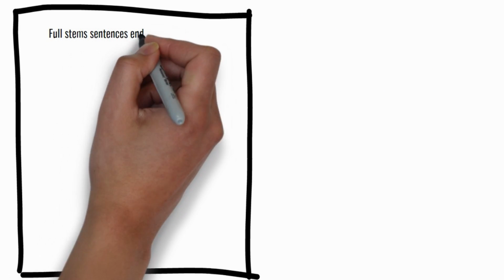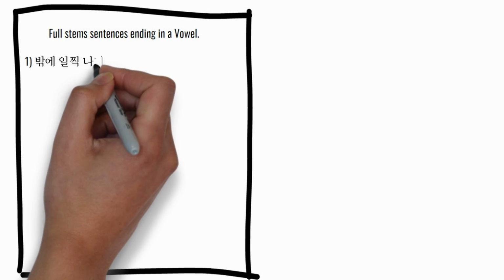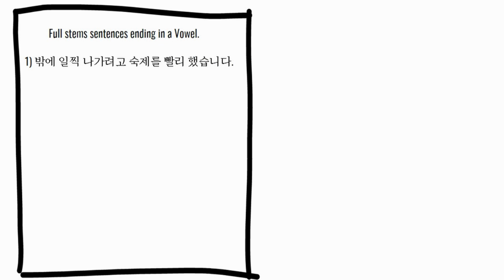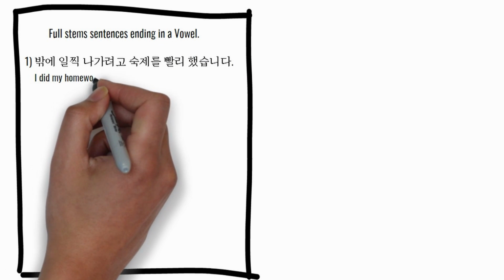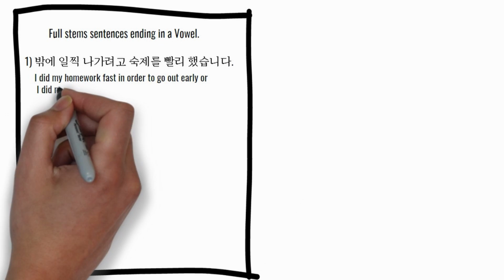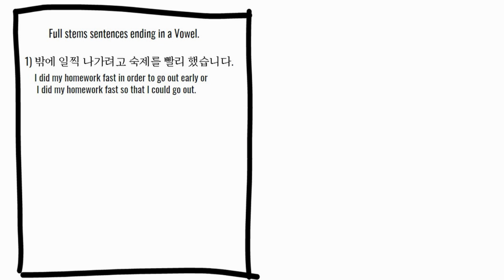Now, let's look at full sentences with stems ending in a vowel. Pake ilchik nagaryogo suggeril pali hesmida. In English, I did my homework fast in order to go out early. Or I did my homework fast so that I could go out. The basic form of the verb here is kada, which means to go.